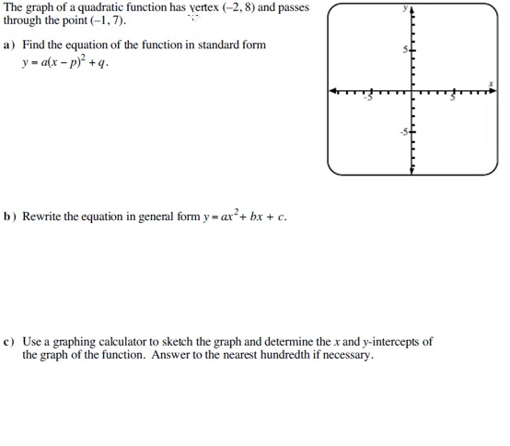Okay, the graph of a quadratic has vertex (-2, 8) and passes through (-1, 7). What does this all mean? The vertex is 2 to the left and 8 up. So 1, 2, 1, 2, 3, 4, 5, 6, 7, 8. Vertex is about there. And then it goes through (-1, 7): 1, 2, 3, 4, 5, 6, 7.